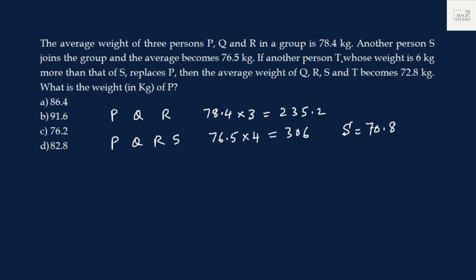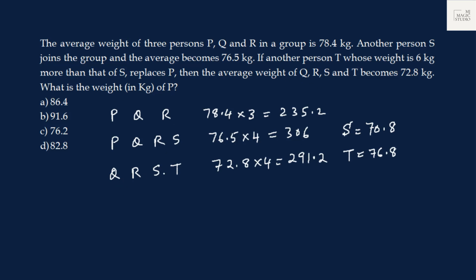That is 306 minus 235.2, 70.8. Another person T, whose weight is 6 kg more than S, T is 76.8. Replace P, then the average of QRST becomes 72.8 into 4. The total will become 72.8 into 4, 291.2. What is the weight of P?